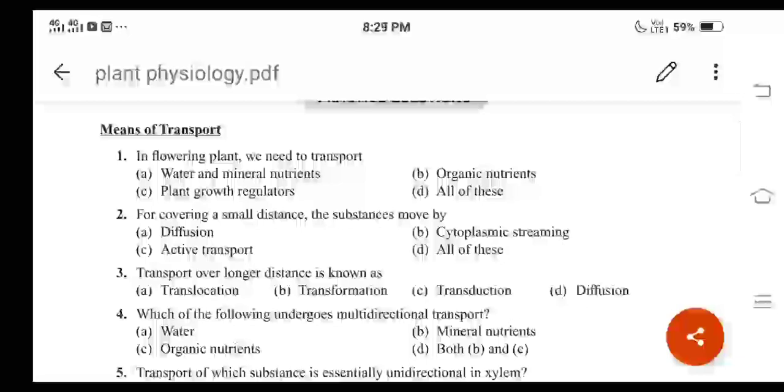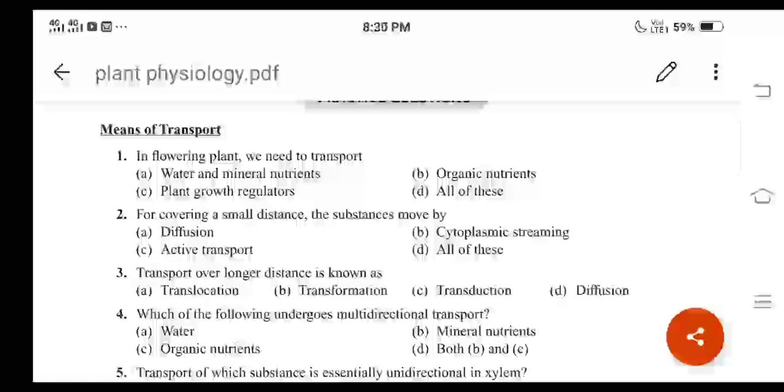Then let us go for next question. Question number 3. Transport over longer distance is known as, okay, the options are like this. One is translocation, then second one is transformation, then third one is transduction, and fourth one is diffusion, right?